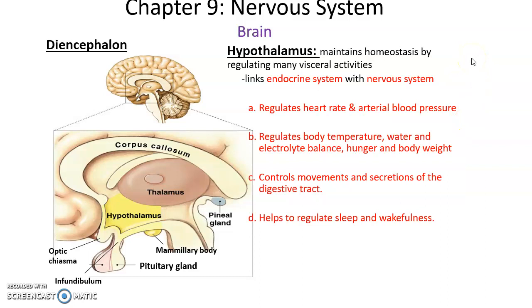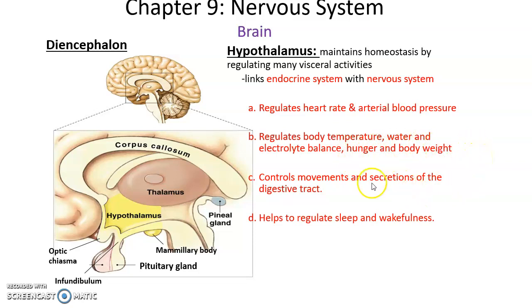Functions of the hypothalamus include regulating heart rate and arterial blood pressure, so how fast or slow the heart beats, and the pressure in the arteries. It helps to regulate body temperature, normally at 98.7 degrees Fahrenheit. It helps to regulate the amount of water and electrolytes in the bloodstream, so water-electrolyte balance. It helps to regulate hunger and body weight, which of course is tied to some degree to hunger.